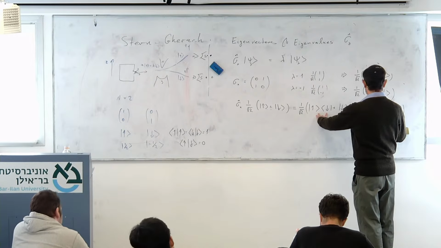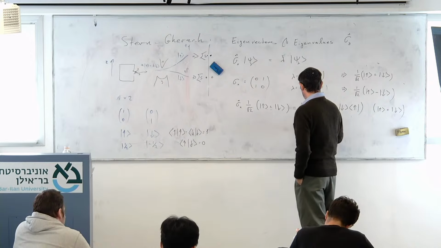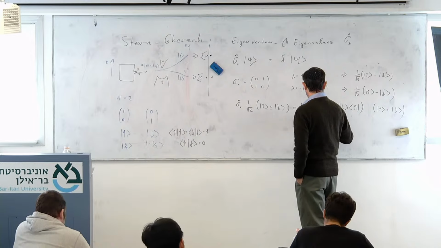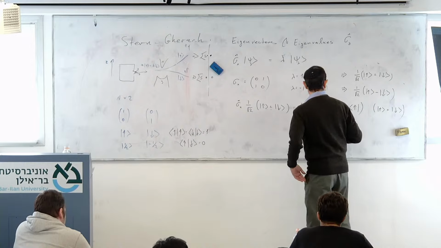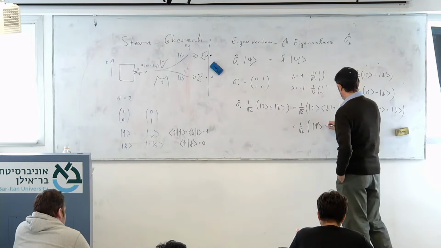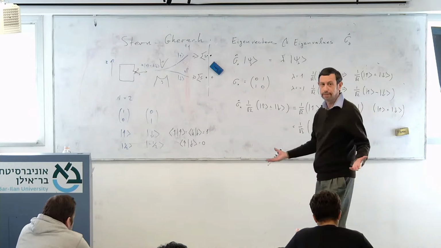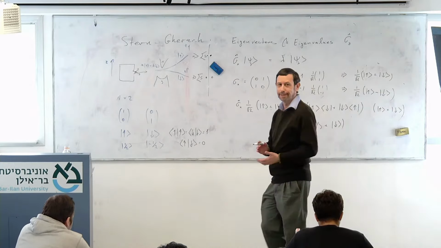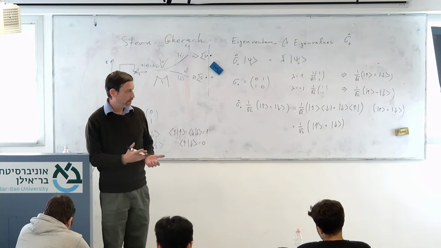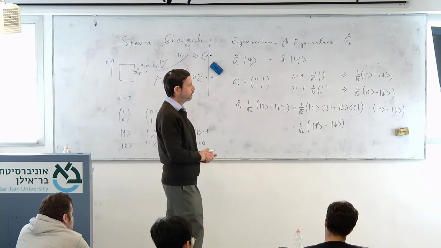This time this is 0, this time this leaves me with just up. This times this, this time this down, this time this is 0. Okay, so it's an eigenvector of sigma x with eigenvalue of 1.